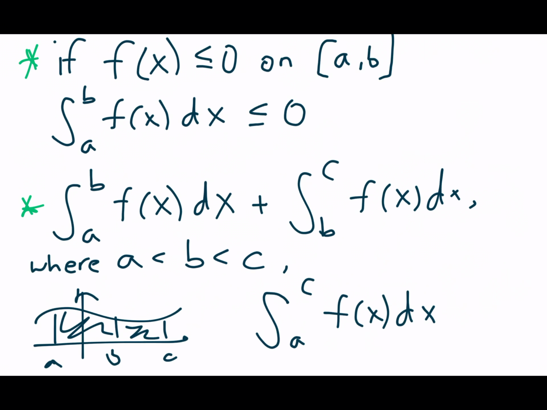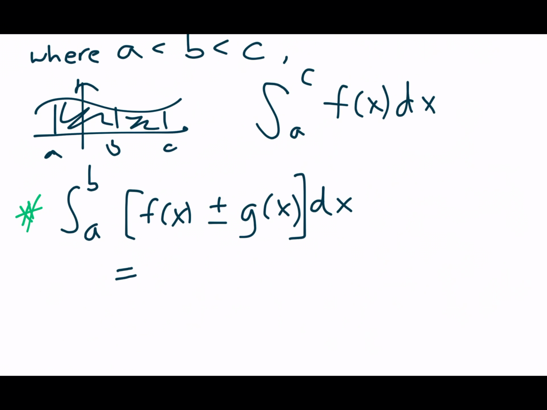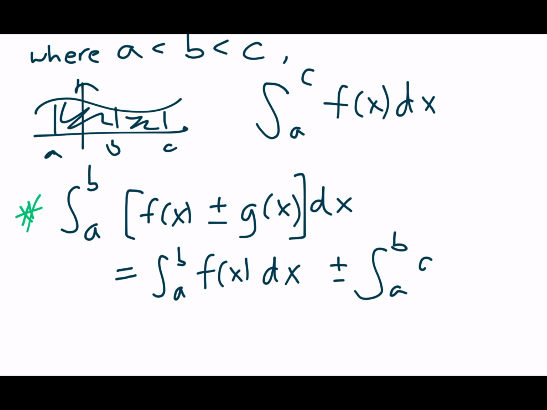Two more properties to add to the list. First one's a property not too far off from our properties of derivatives. It tells us how to handle the sum or difference of functions inside an integral. And just like with derivatives, when we're able to take just the derivatives of the individual pieces and string them together, it's the same thing here. Okay, so it would be the integral from a to b of f of x dx plus or minus the integral from a to b of g of x dx. So whatever function was happening there.